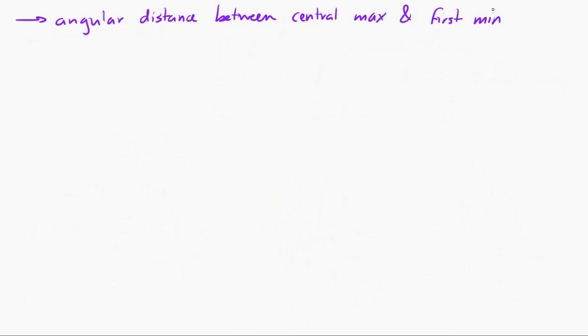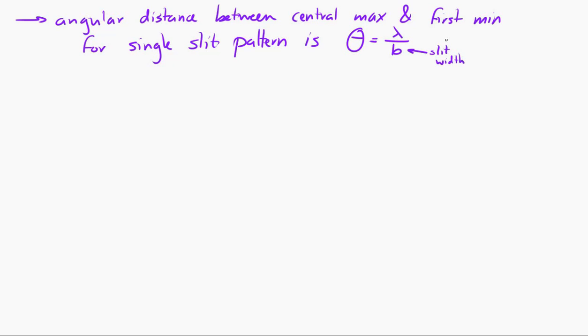Now, the angular distance between the central maximum and the first minimum for a single slit diffraction pattern is given by theta equals lambda over b, where b is the slit width. Or sometimes it's written as theta equals lambda over a, where a is the slit width. Either way, theta is equal to lambda over the slit width.